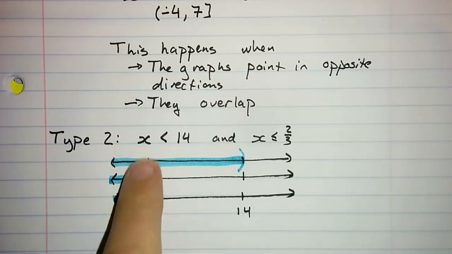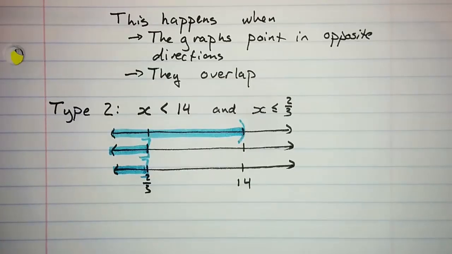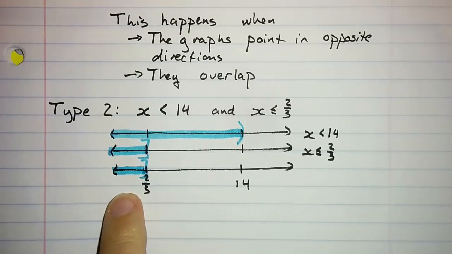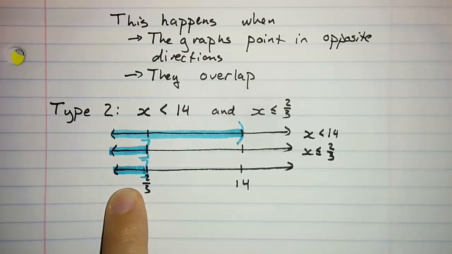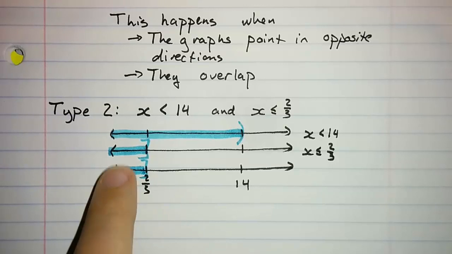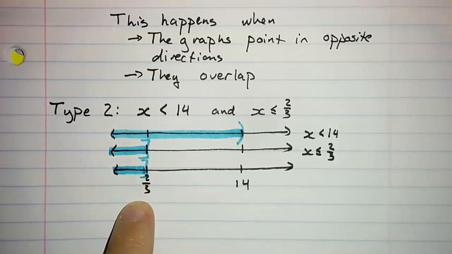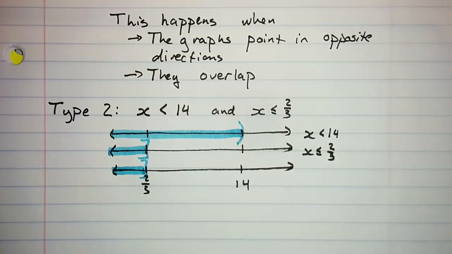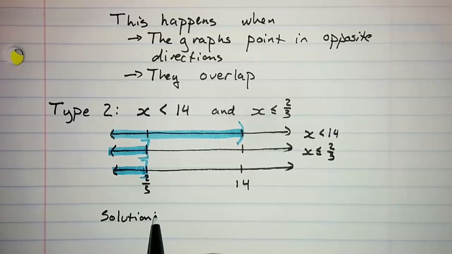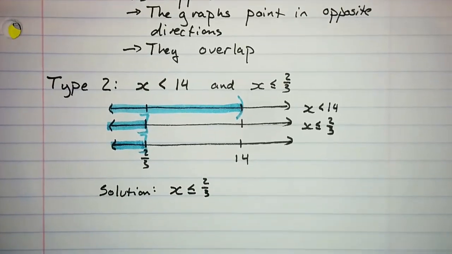Right, the same bracket as the point that you're copying. So here, looking at this new graph that we drew, this graph looks just like the graph of x is less than or equal to 2/3. And of course, anything that's smaller than 2/3, it's also going to be smaller than 14. So our solution simplifies to just x is less than or equal to 2/3. Saying that x is also less than 14, well, that's redundant.